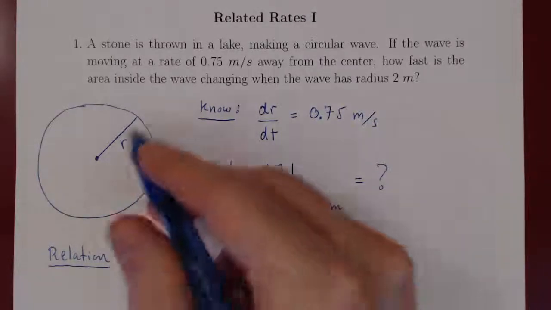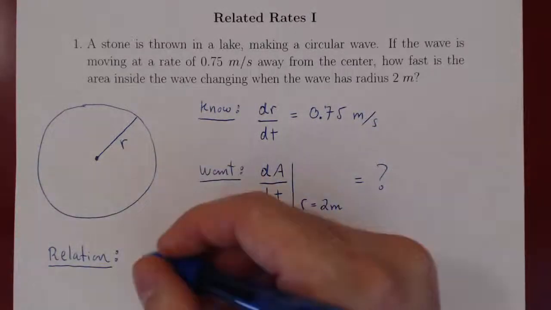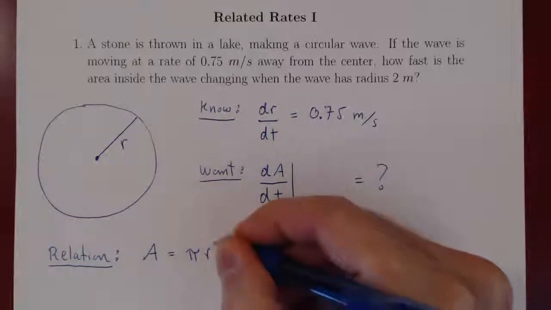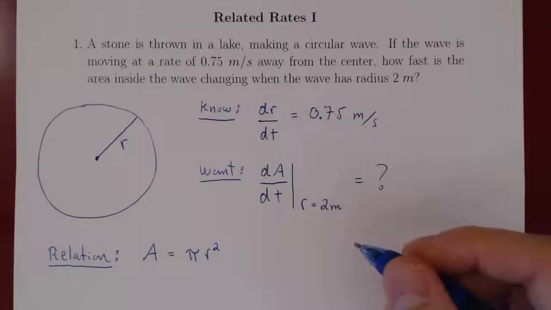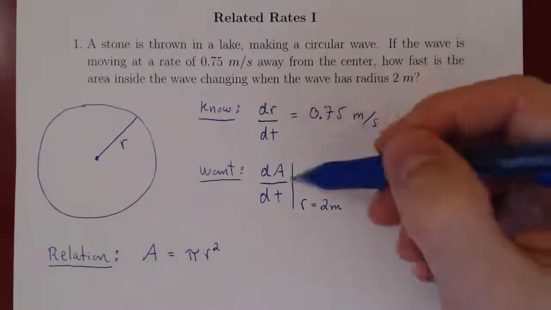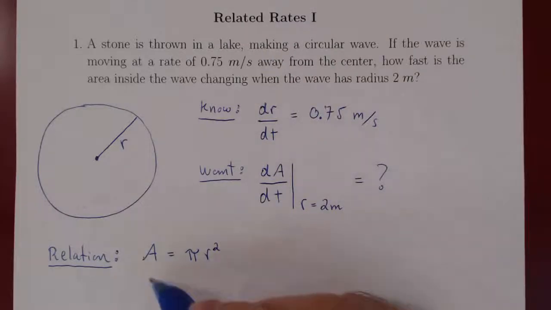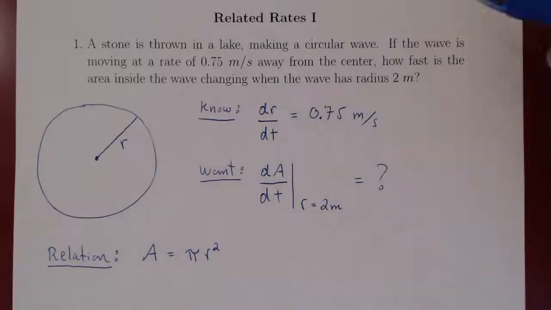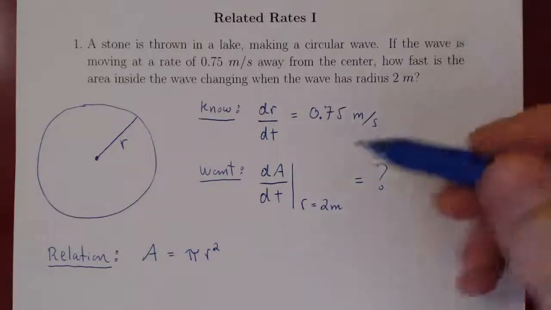Well, we know the area of a circle is pi r squared. So A is simply pi times the radius squared. And now we have a relation. We have related r with A. And the question is now, once we have the relation, where do we go from here? Well, if you think of it, we are now going to use implicit differentiation.